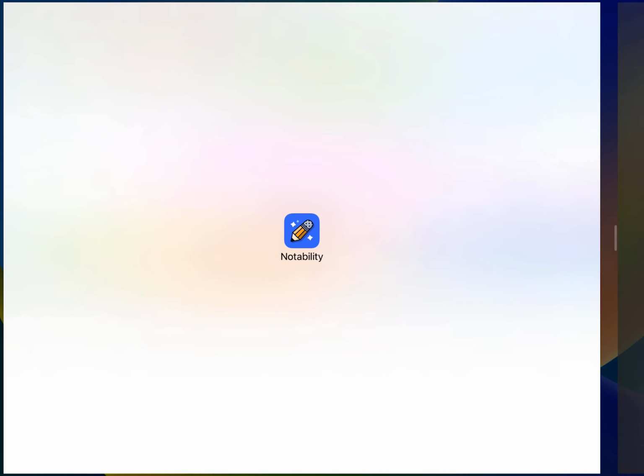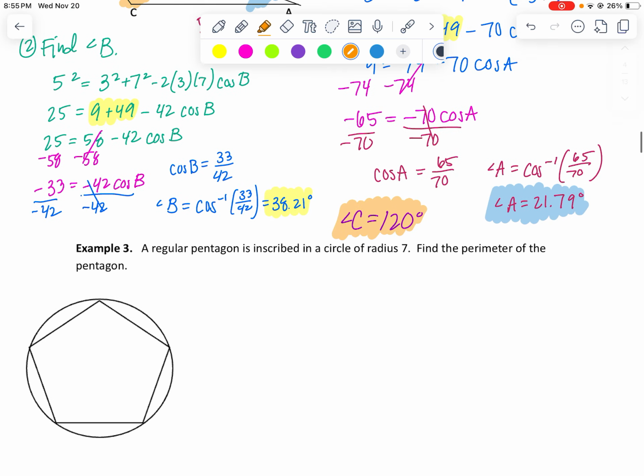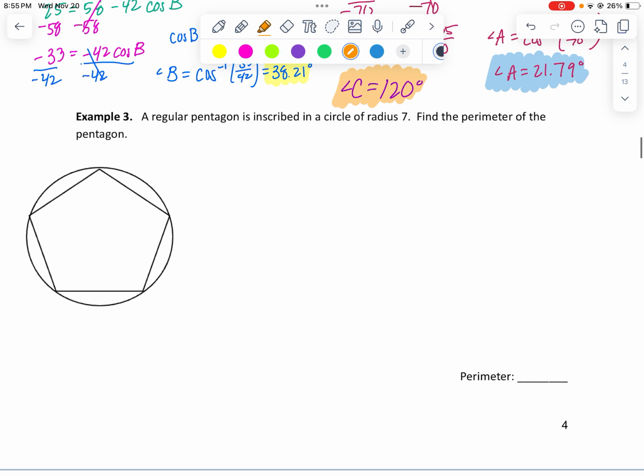All right, the last one. Last time we were dealing with that octagon. Today we're going to go ahead and deal with the pentagon. I was super generous, and I decided to add this picture in there for you guys so you don't have to go and draw it out.